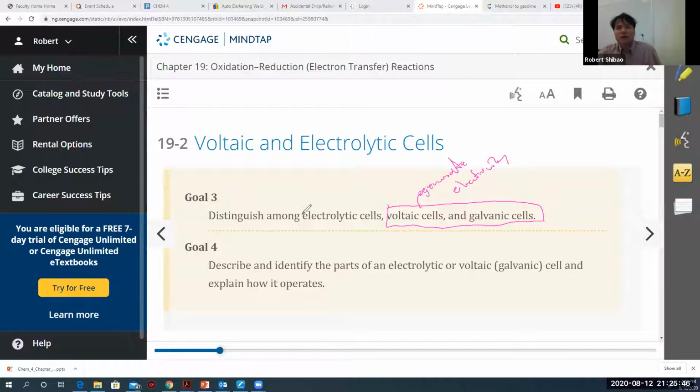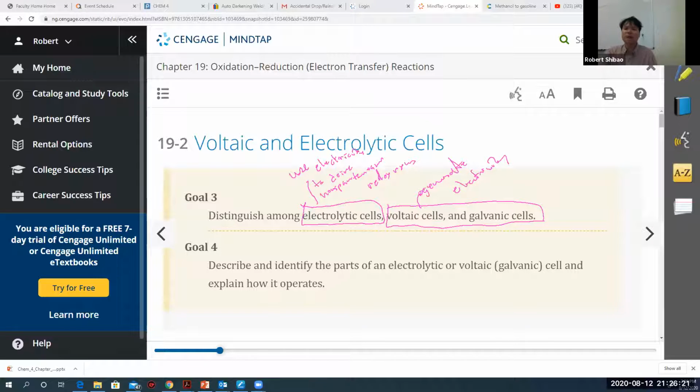However, electrolytic cells do not generate electricity. Electrolytic cells consume electricity. And so these use electricity to drive non-spontaneous reactions. Non-spontaneous means there's no driving force. And so, yes, redox reactions.